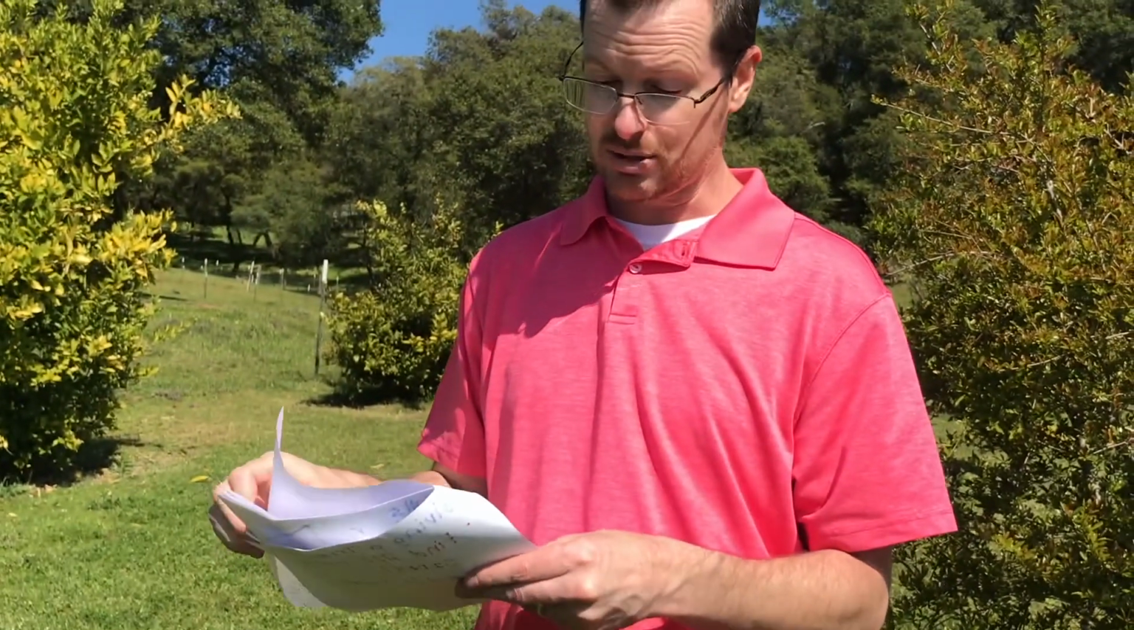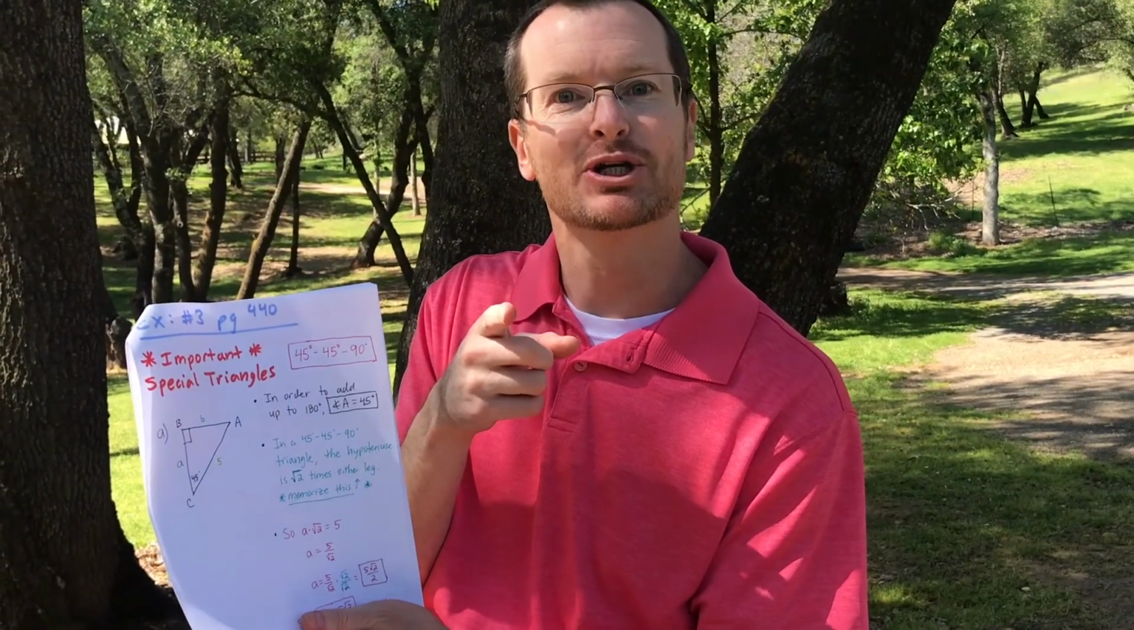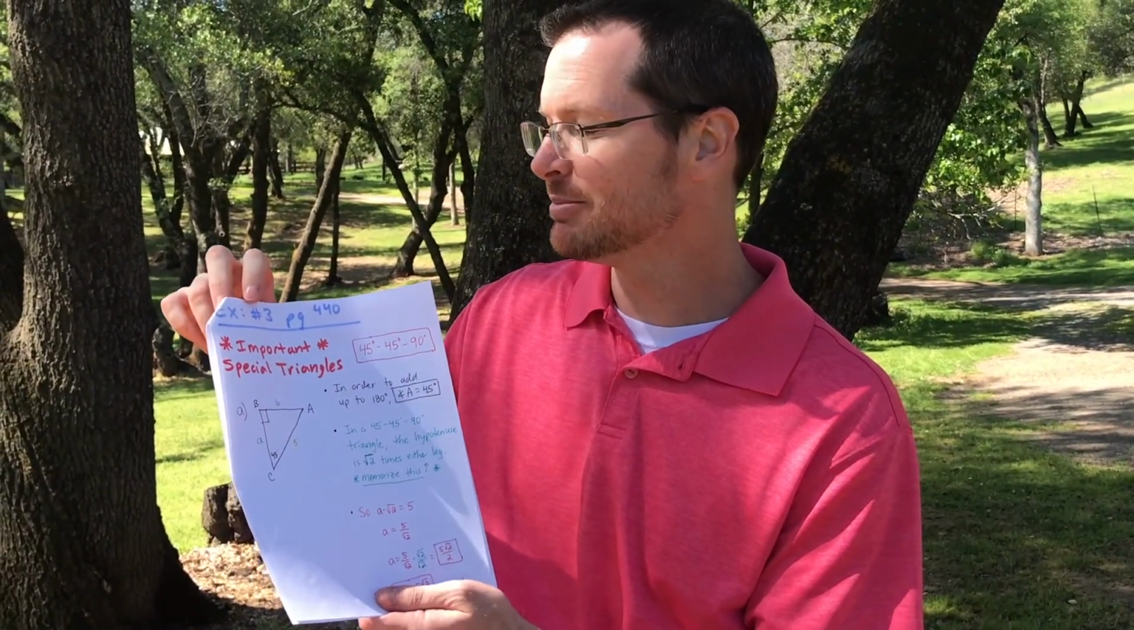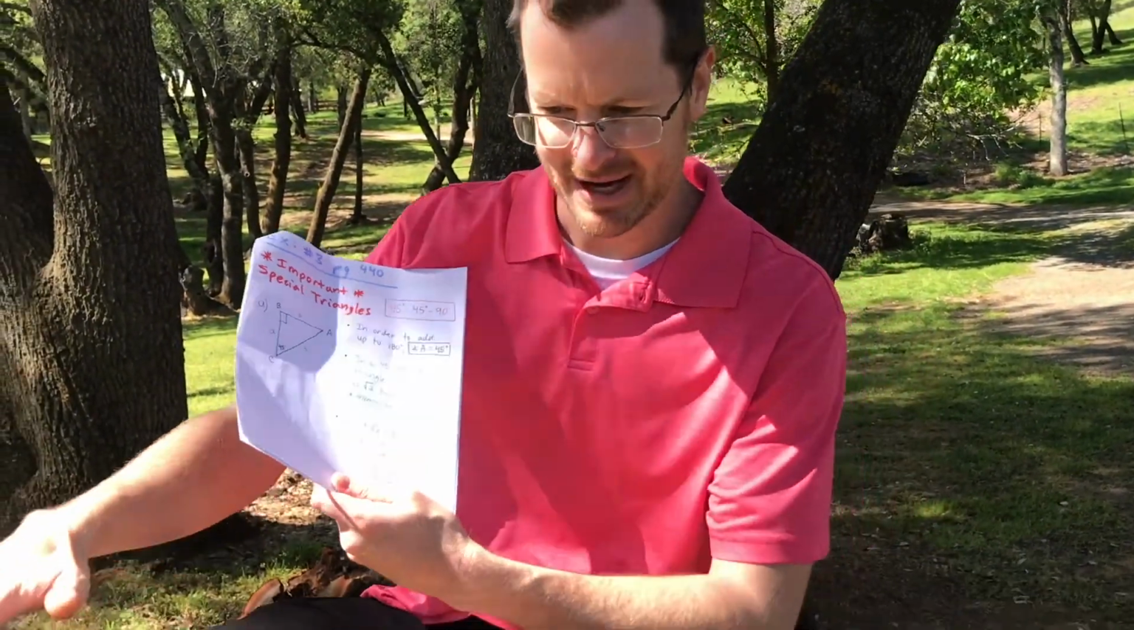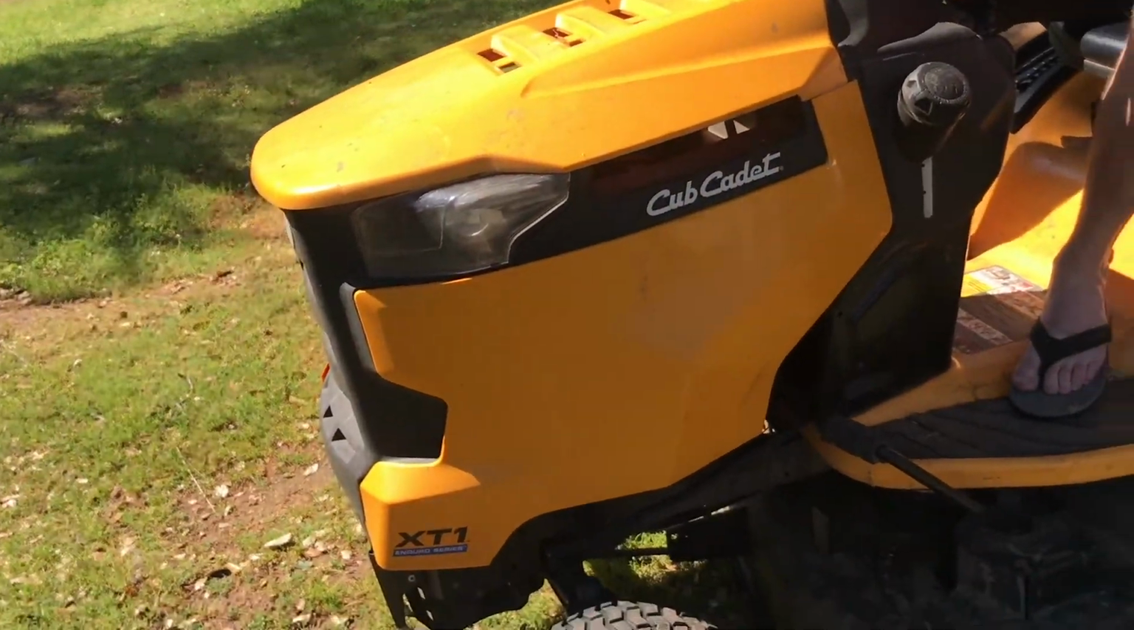And what I say is, we should probably go do another one, but I got to go out and show you my sheep. Before I show you my sheep, I'm going to do example number 3 on page 440, sitting on my nice Cub Cadet tractor here that my kids use to mow our lawn.